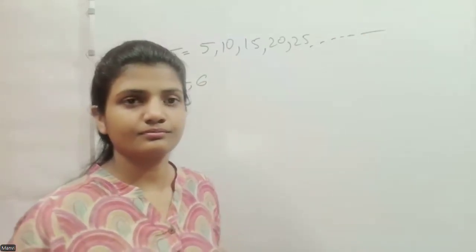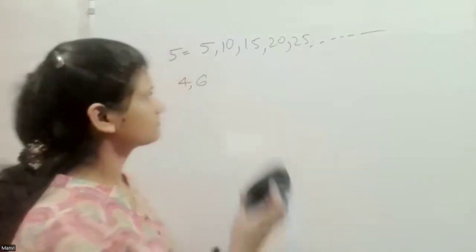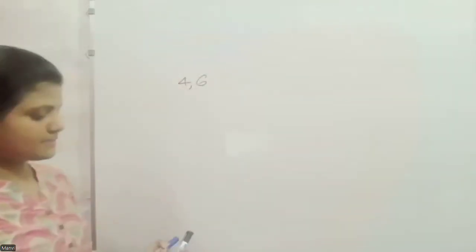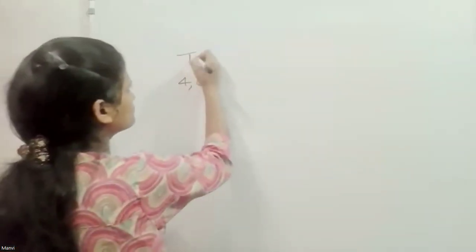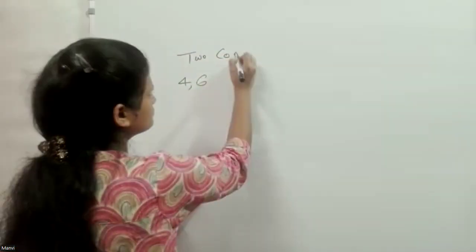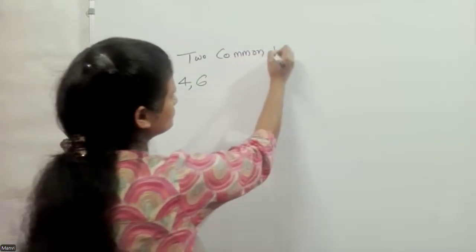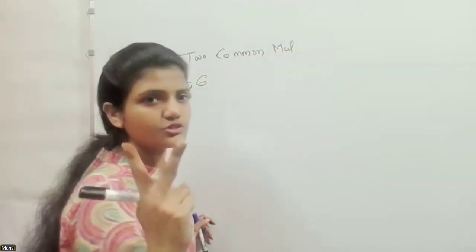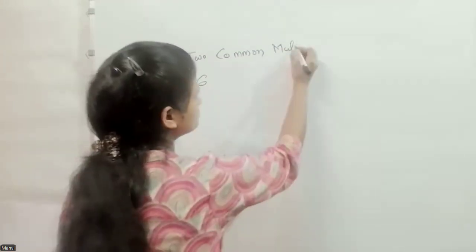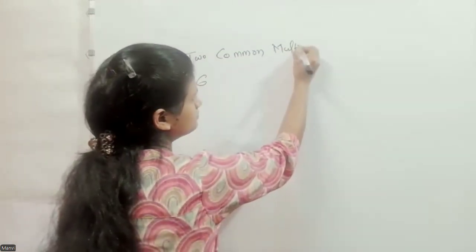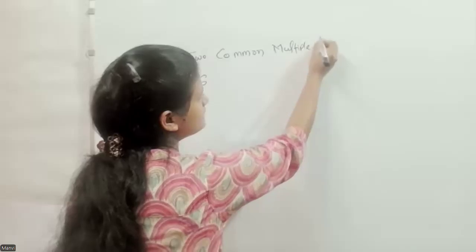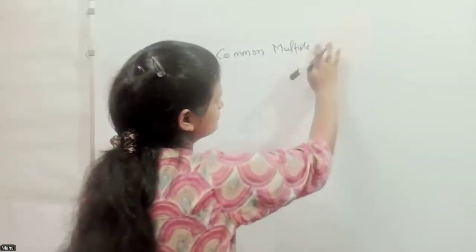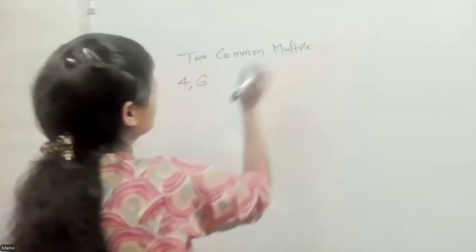In chat. The first two common multiples of 4 and 6. First two. Common multiple, not the factor.